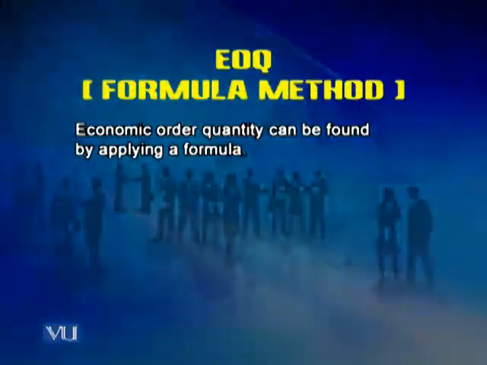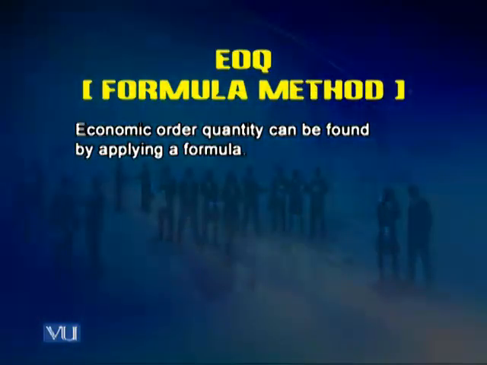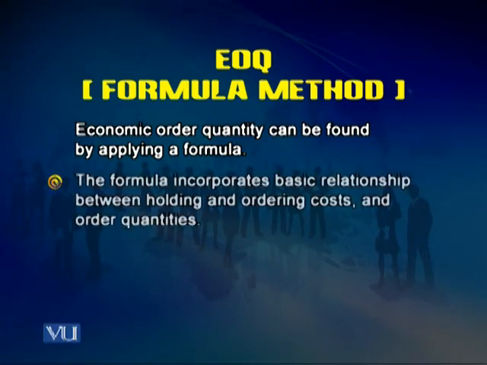We are trying to minimize our total cost and arrive at a point for ordering at which it is going to be minimum. The EOQ using the formula method: economic order quantity can be found by applying a formula. The formula incorporates the basic relationship between holding and ordering costs and order quantities.